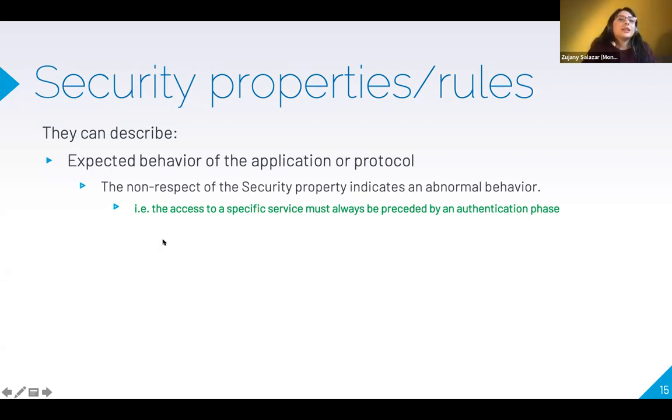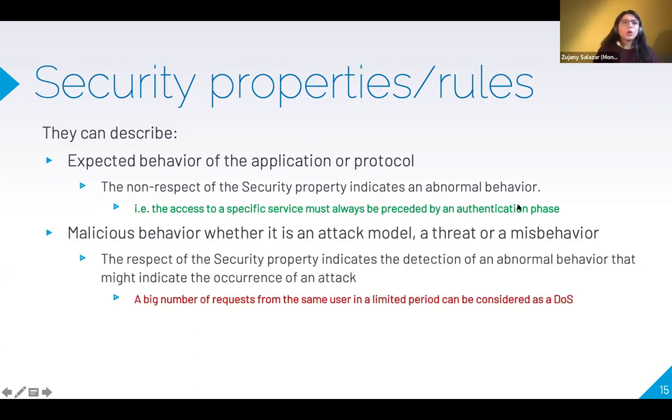For example, access to a specific service must always be preceded by an authentication phase. Or, on the other hand, the security property can describe a malicious behavior, an attack, a threat, or in general, a misbehavior. And in this case, the respect of these security properties will trigger an alert. For example, a big number of requests from the same user in a limited period of time can be considered a potential denial of service attack.